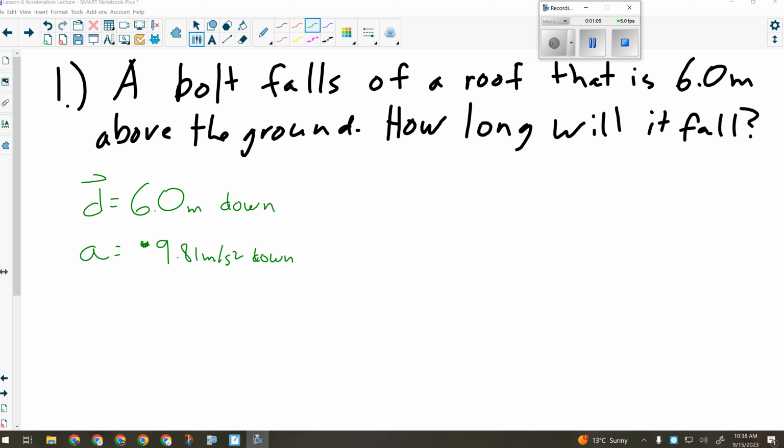It's 0. Because it doesn't say anything about it being thrown, then it started from rest. Unless you're told otherwise, something falling off of a roof is the same as dropping it. There's no throwing involved. It's not moving at time 0. So we would say that VI is also 0 in that situation. We're looking for how long it will fall. So what formula should I use?